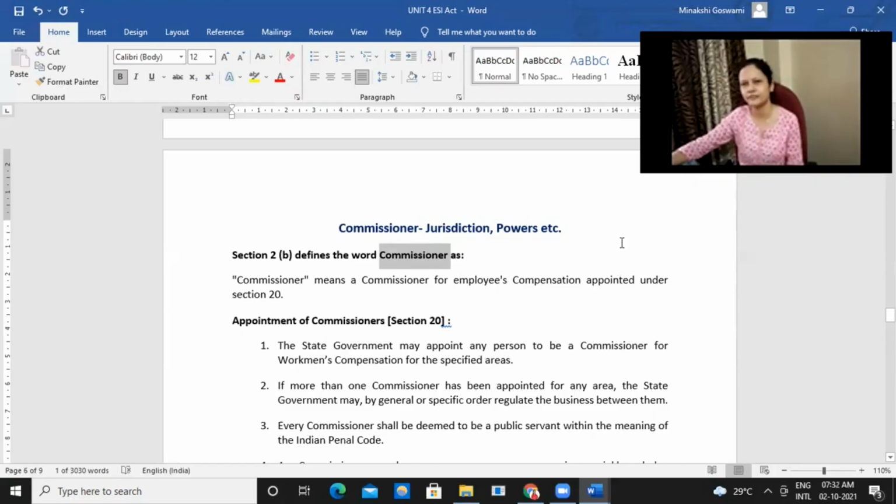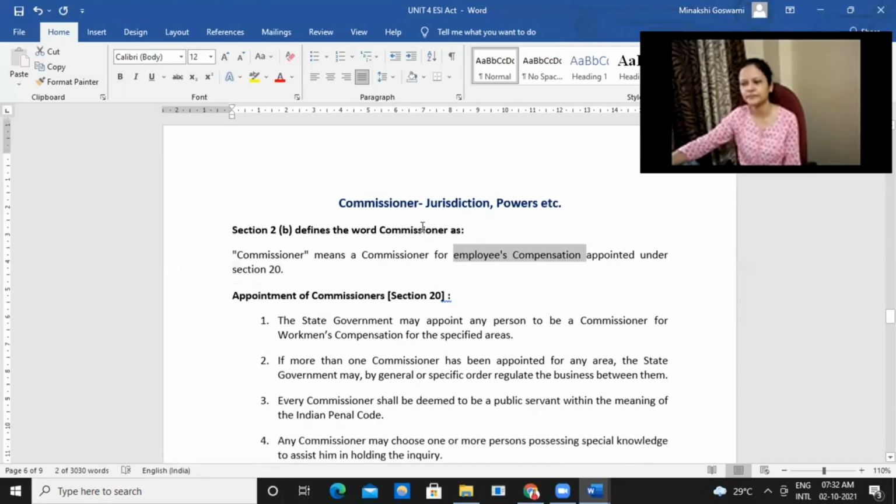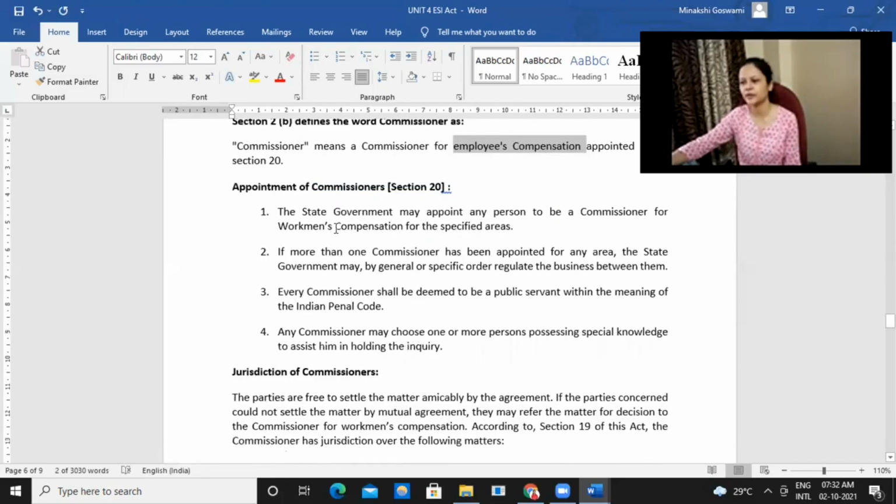Only for this specific purpose, whoever is appointed as commissioner under section 20. Section 20 talks about appointment of commissioner who will be specifically for the purpose of Employees Compensation Act. So when we use the word commissioner here, we mean that person only. The state government may appoint a person as commissioner for workmen's compensation for any specified area, who would look after this certain jurisdiction or this certain area.